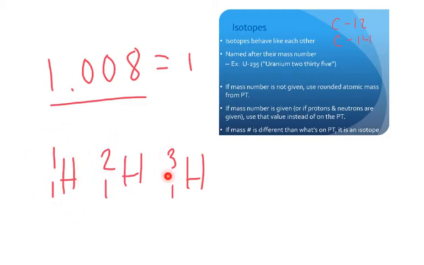However, because 2 and 3 deviate from the normal atomic mass of 1 that would normally appear on the periodic table, these 2 atoms of hydrogen we would say are the isotopes, because their mass numbers are different than what's on the periodic table.